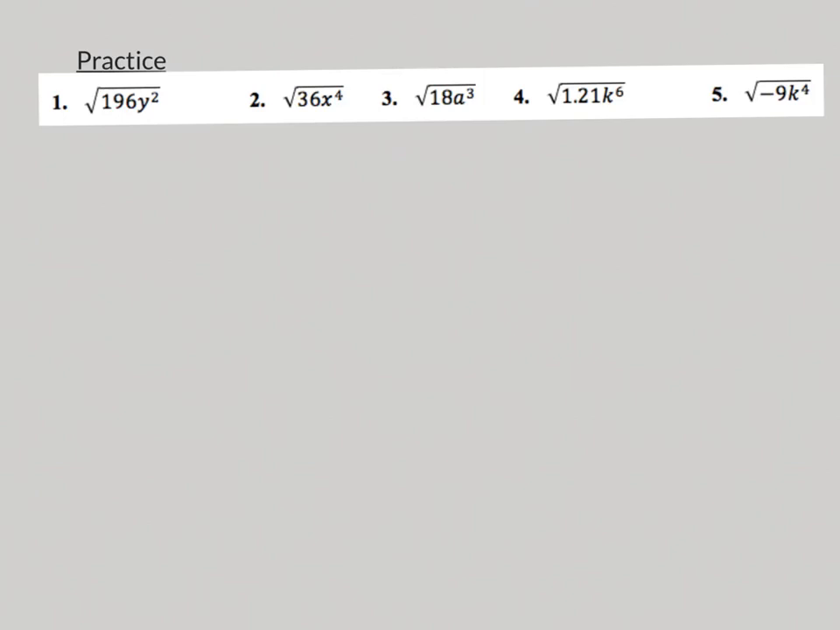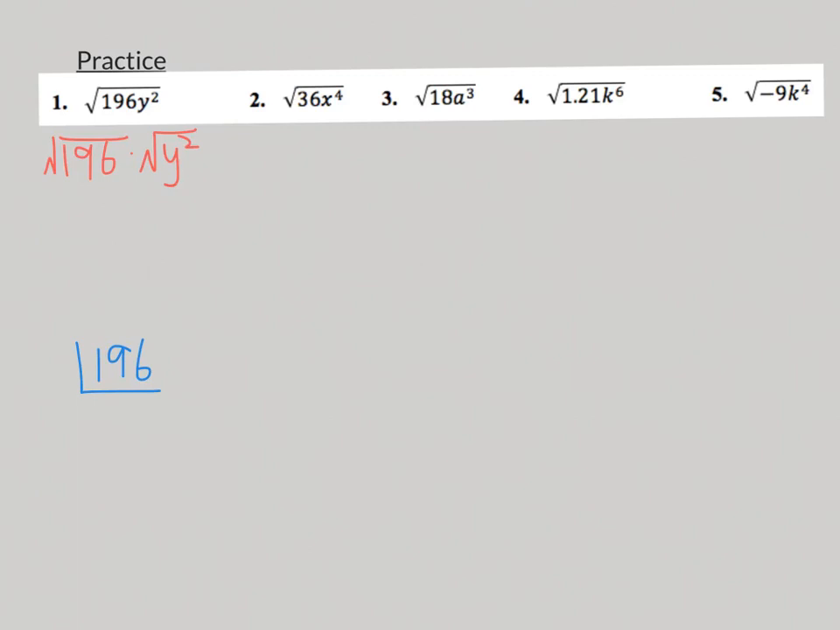Example 1: the principal square root of 196 times y squared. We can apply the product of radicals to break it up into the principal root of 196 times the principal root of y squared. 196 is a rather big number, so you may want to find the prime factors of 196.